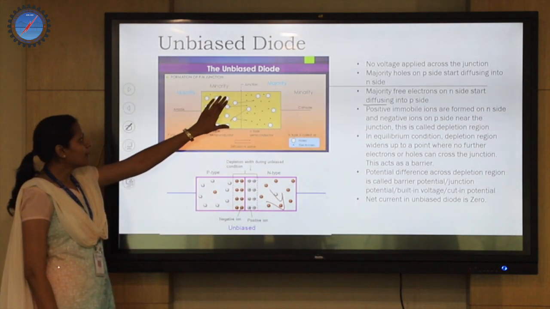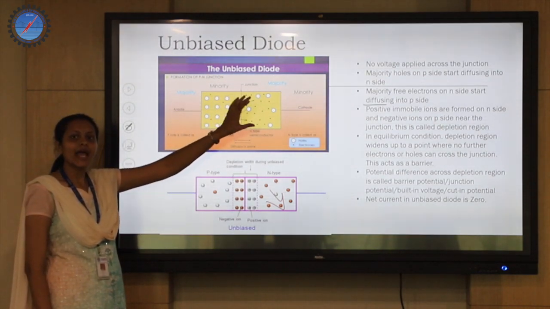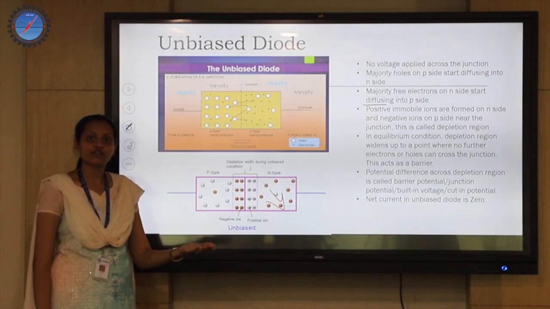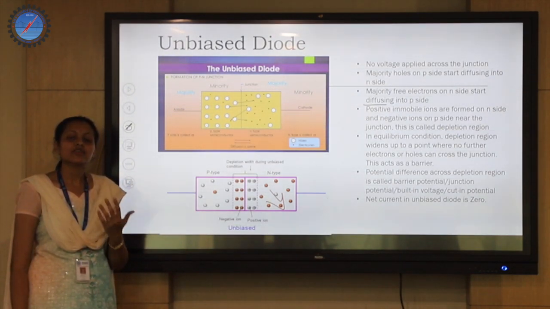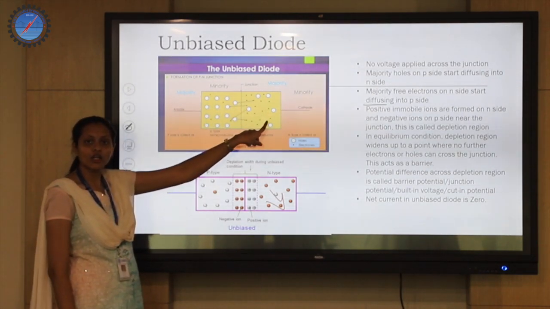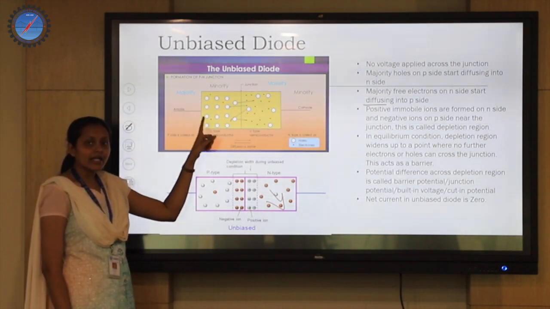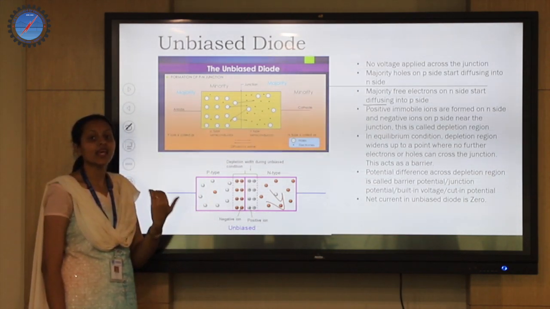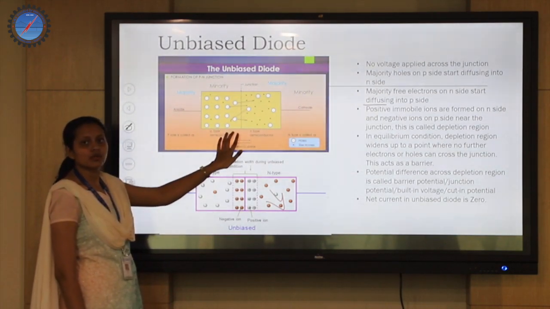So what happens here is the electrons which are majority in number here try to move from n side to p side. Once the atoms here lose the electrons, which are negative charge carriers, they become immobile positive ions, whereas the holes which are majority here and minority there are moving from p side to n side. The atoms here are losing the holes, so they are losing positive charge carriers. They become negative ions. This happens majorly near the junction.